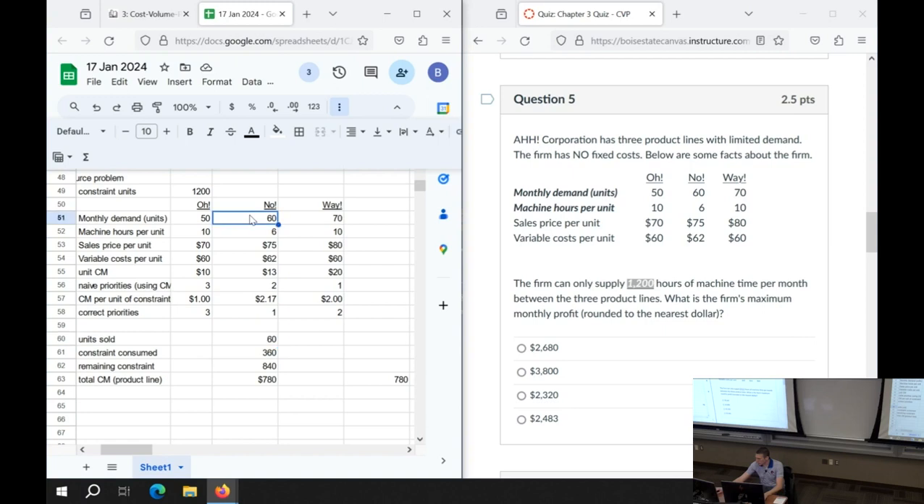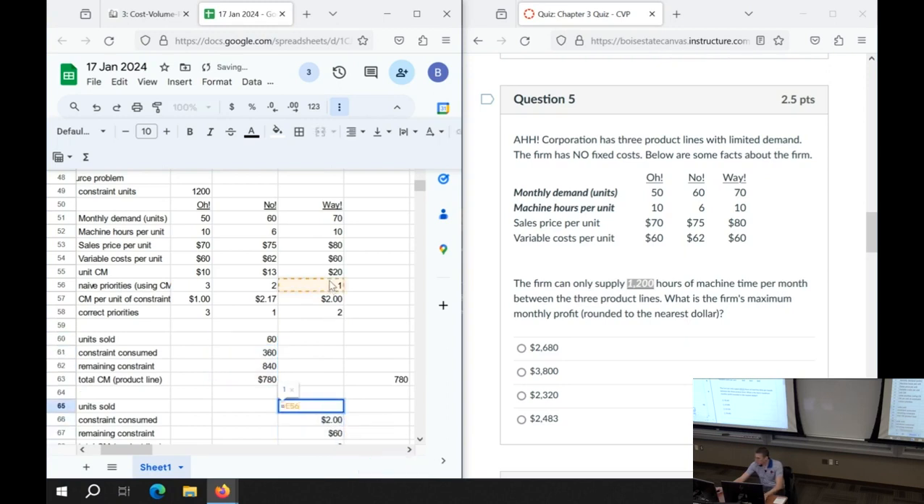We filled all of our demand, used up 360 units of the constraint. We have 840 left to use for whey and then for O. And our total contribution margin from our no product here is going to be $780. Great. Okay, great. I'm going to copy that over now for the second one. Let's see how nicely it will copy.